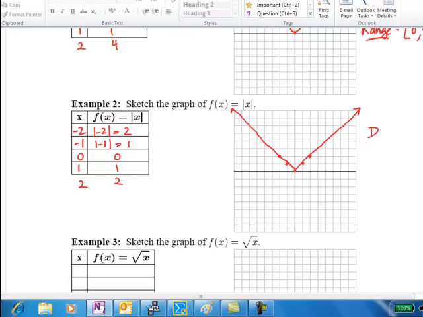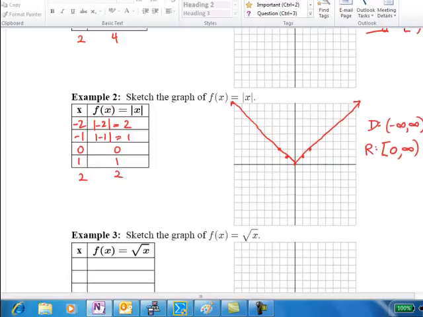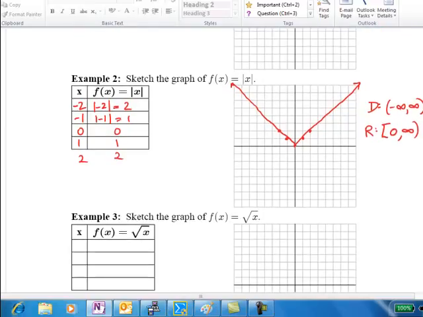Might as well do the domain for this one and the range also. Domain would be everything, because it keeps going left and right, and the range would be the same as it was in the last example, 0 to infinity. So the absolute value graph will look like a V with slope -1 on one side, +1 on the other side, and the corner or the vertex at 0, 0.